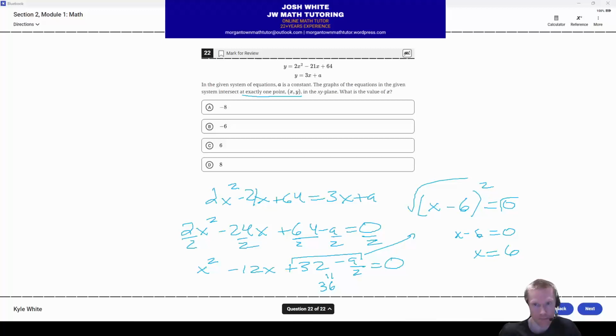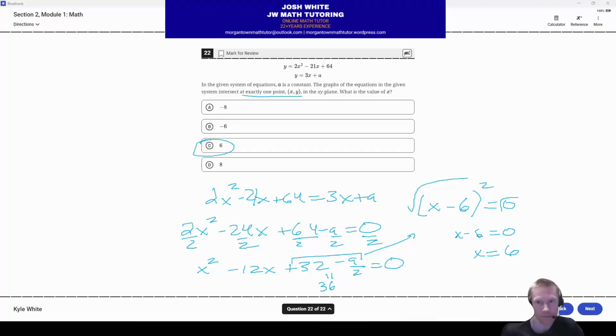Now, that is going to be the answer to the question. So the correct answer to this is C. Notice you don't actually have to find what the value of A is. I mean, if they wanted to make this problem a lot more difficult, they could have actually done that. But the correct answer is going to be 6, and that's it.